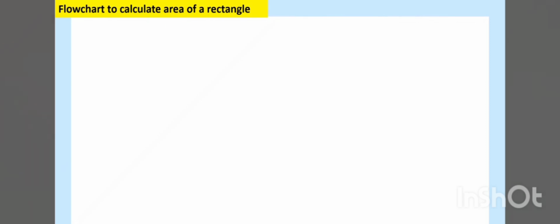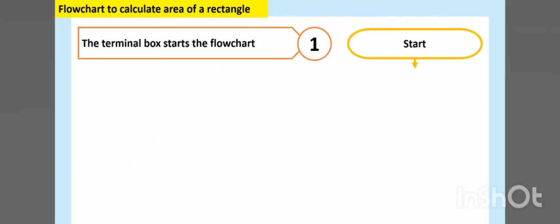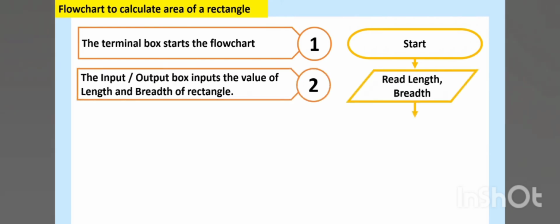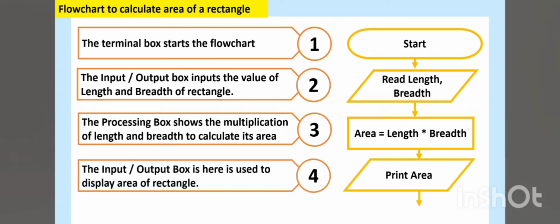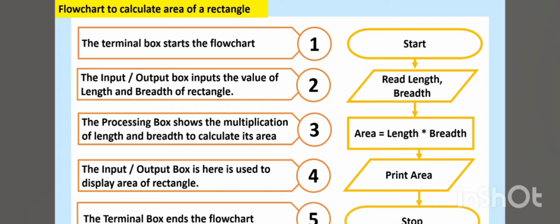Flowchart to calculate the area of a rectangle. The terminal box starts the flowchart. The input-output box inputs the value of length and breadth of the rectangle. The processing box shows the multiplication of length and breadth to calculate its area. The input-output box is used to display the area of the rectangle. The terminal box ends the flowchart.